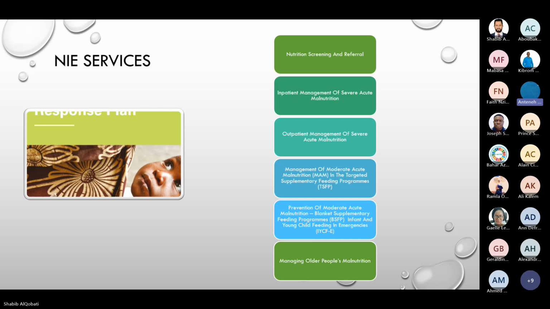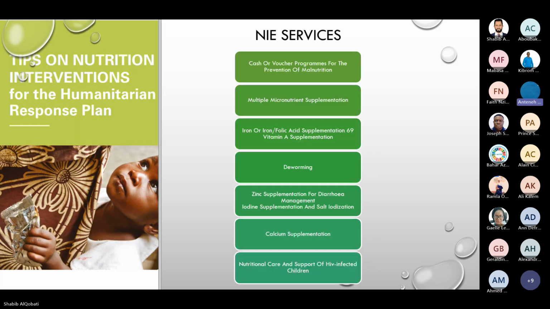Also in the next slide, Shabib, we have a list of other nutrition services like cash or voucher programs for prevention of malnutrition, multiple micronutrient supplementation, iron, folic acid supplementation, vitamin A supplementation, deworming, zinc, calcium, nutrition care for HIV infected people. Next slide.